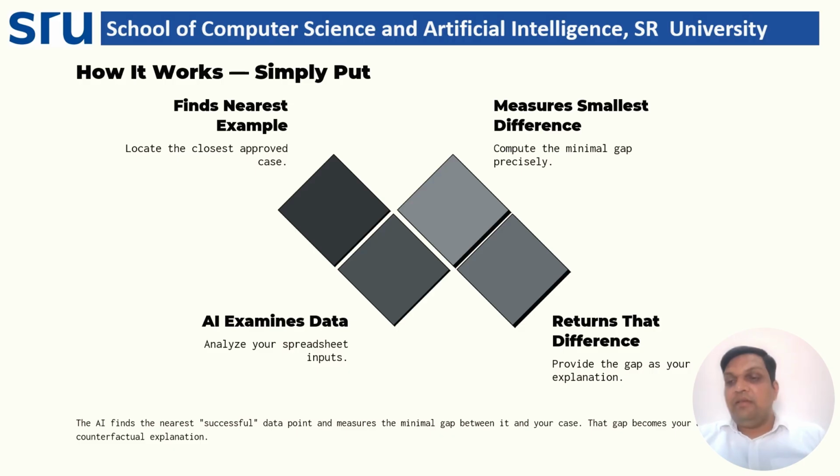So we can say here is the simple process. AI looks at your data and finds similar successful cases. It measures the smallest differences and gives the differences as advice. So instead of confusion, you get clear directions.